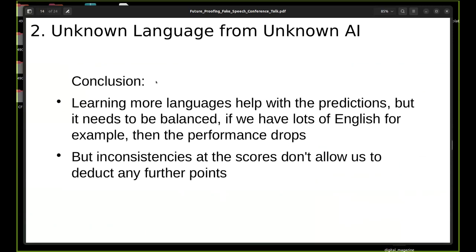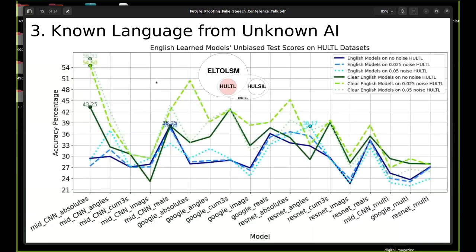As a conclusion, we can say that having a balanced dataset is more important than having a bigger dataset, because English models and English audios are overwhelmingly more than any other language, but still the results are a bit noisy to conclude any certain idea. Our third scenario is known language from unknown AI.